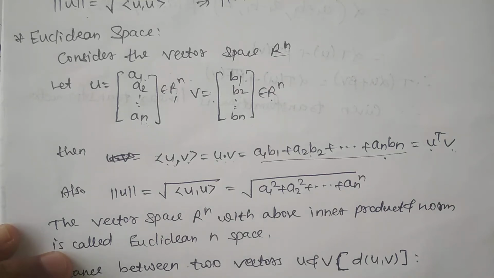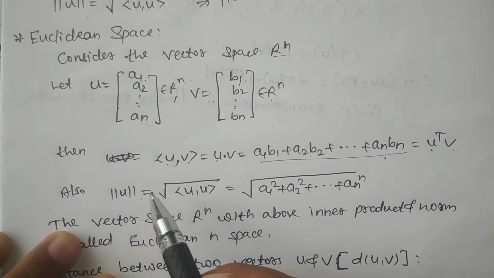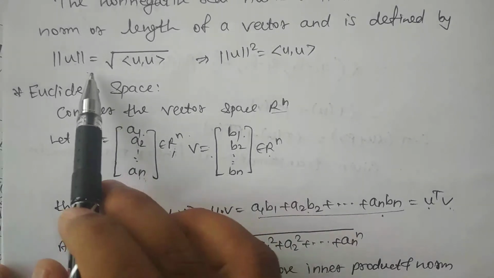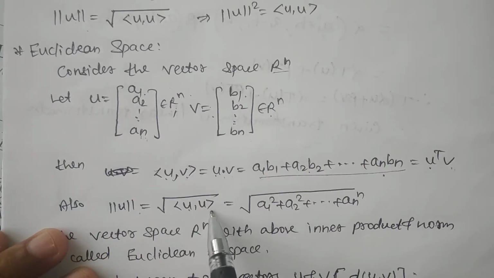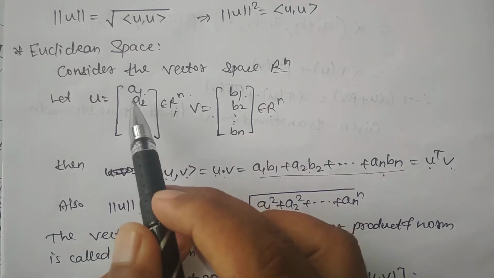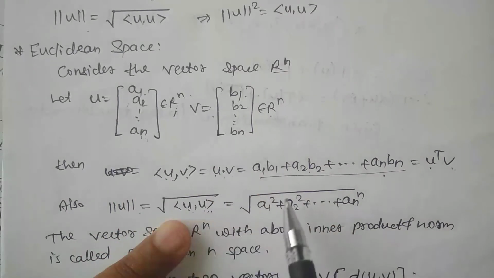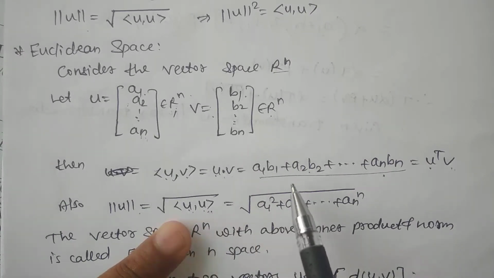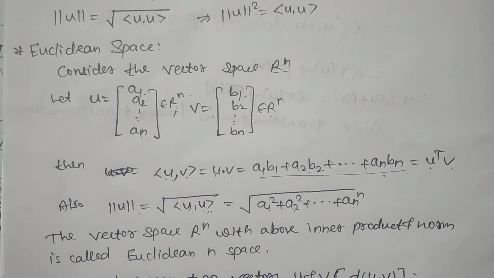And also, how to calculate the norm of u in Euclidean space. We have already seen the formula for the norm of u: it is the square root of the inner product of (u, u). So take the inner product of u with itself. This a1 times a1 gives a1 squared, plus a2 times a2, that is a2 squared, plus up to an squared. So this is the inner product of u, under the root, the norm of u.